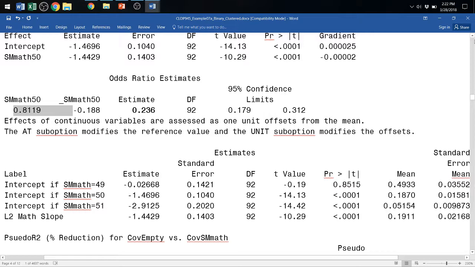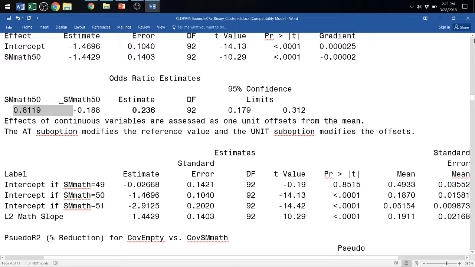So if I'm in a school with average math of 50, the probability of getting free lunch for any kid in that school is 0.18. If I go 1 unit up in math, that probability drops to 0.05. If I go 1 unit down in math, that probability increases to 0.49. 0.49 to 0.18 to 0.05. Those intervals are not the same. An equal distance in slope for logits does not translate into an equal distance for probabilities.